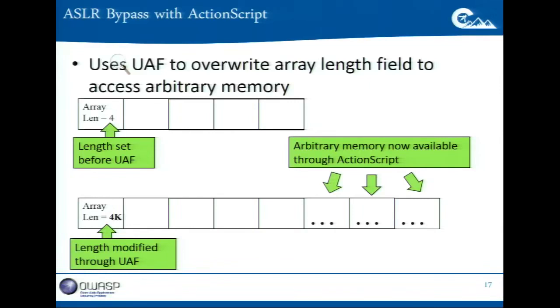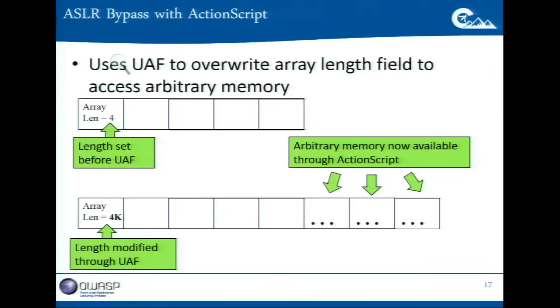In this example, we're using Flash. So a Flash module written in ActionScript is compiled, and inside that ActionScript, it sprays by creating a bunch of objects in memory. It sprays the heap. Again, getting us to a predictable location.